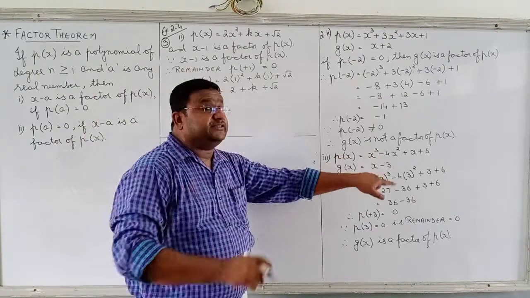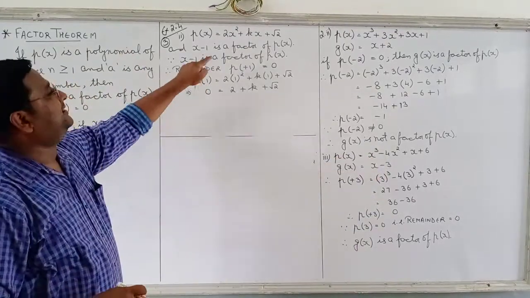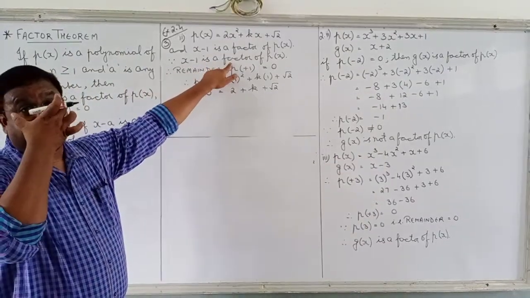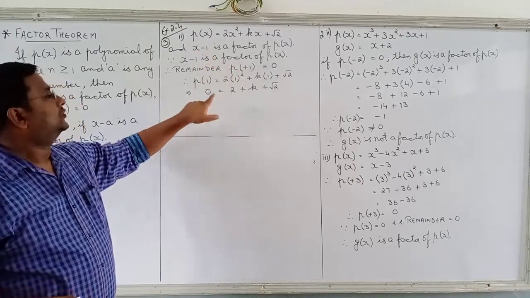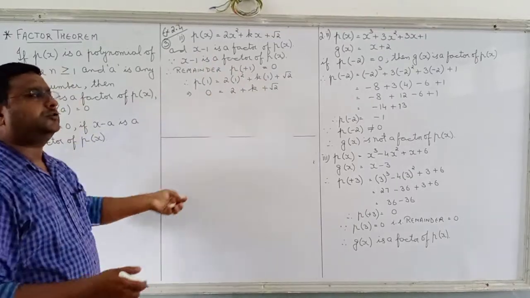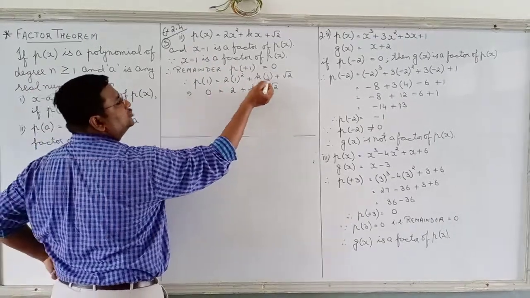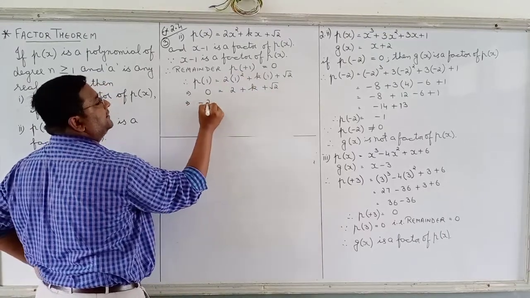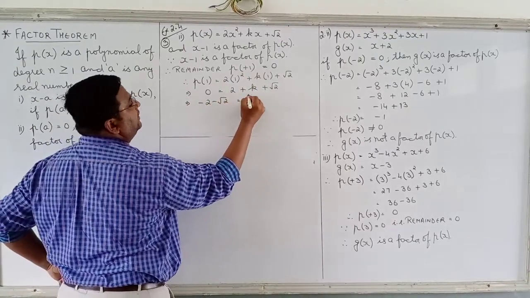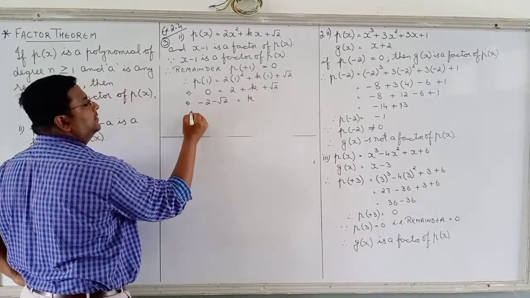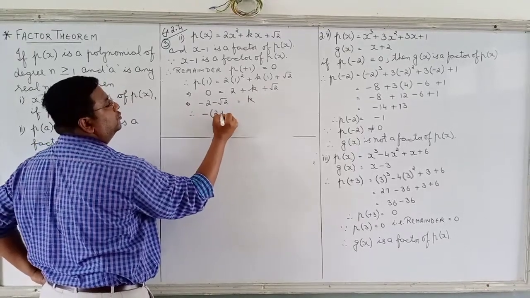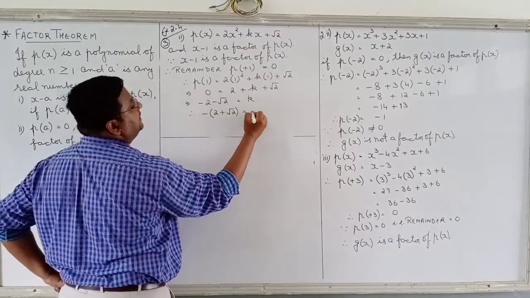In those questions we were checking. Here he is telling us that it is a factor. Can you see that? That is the difference. So we need to find k. Transpose both of them. Plus 2 comes over here, minus 2, plus root 2 comes over here. So minus 2 minus root 2 is equal to k. What is common? Minus, so what is left? Minus of 2 plus root 2 is equal to k.